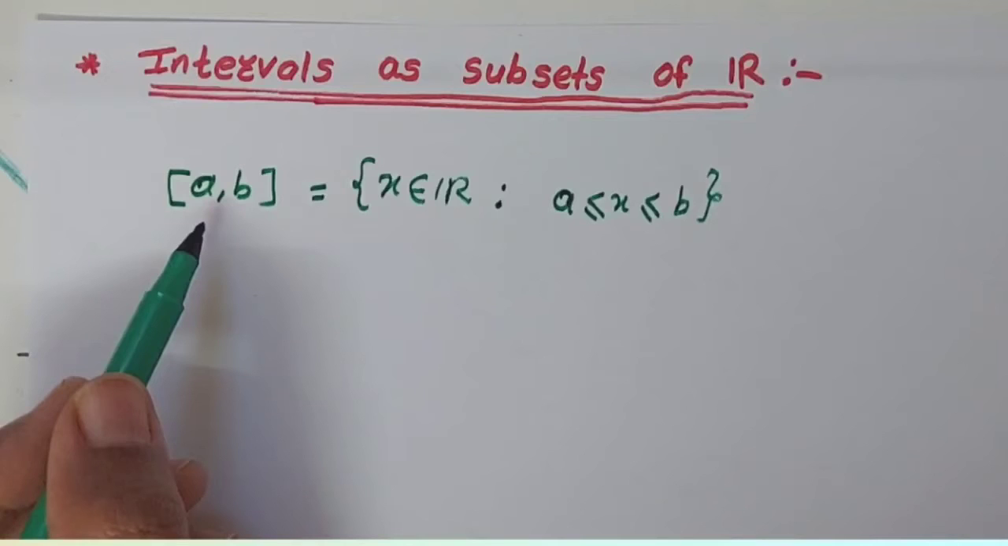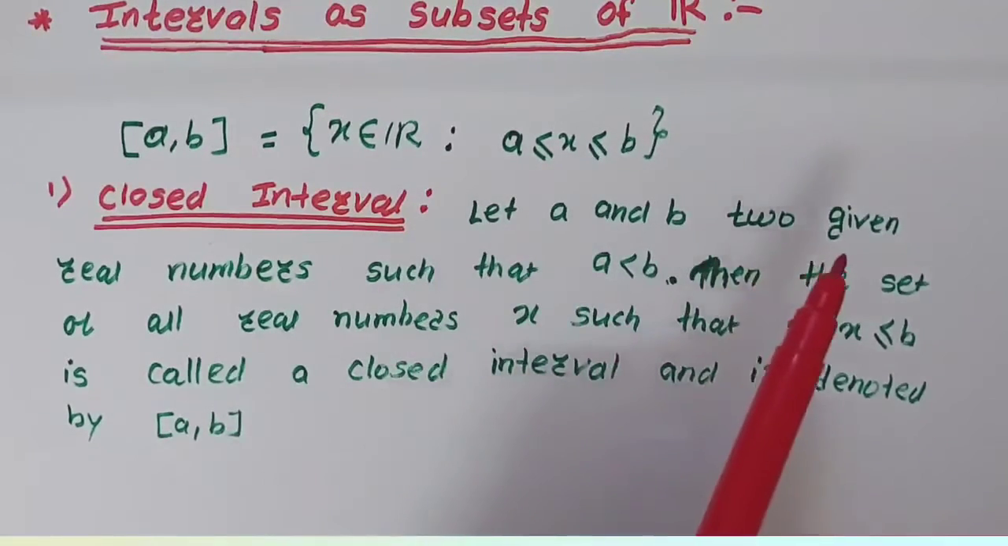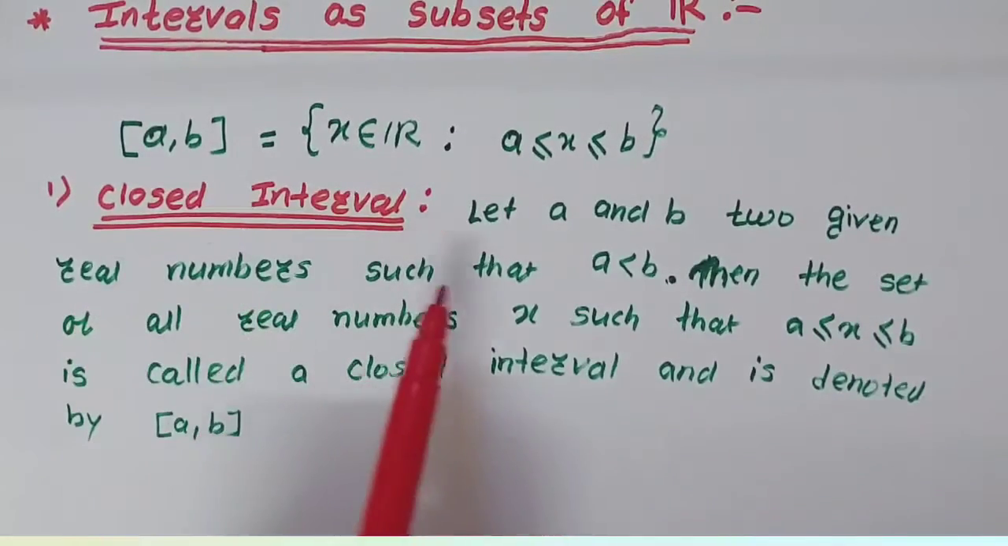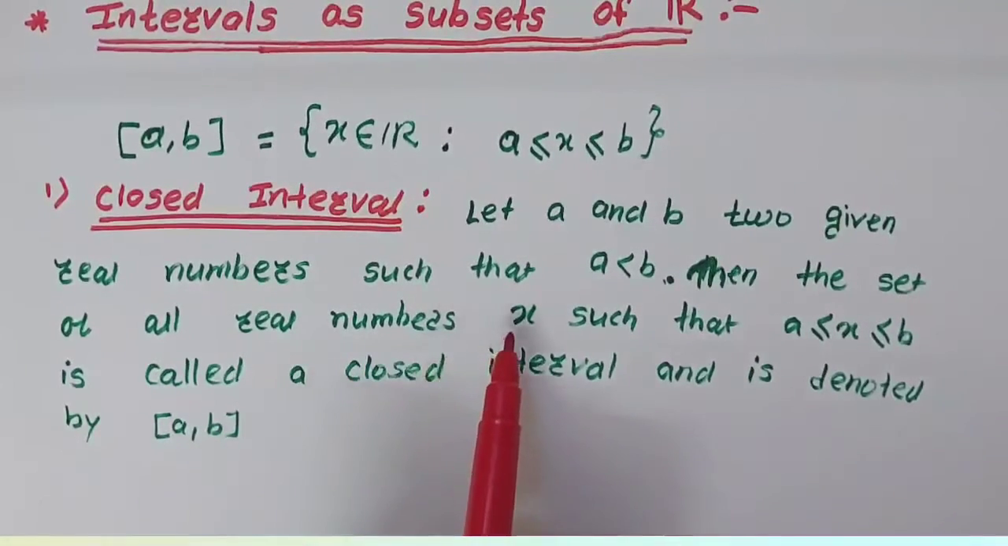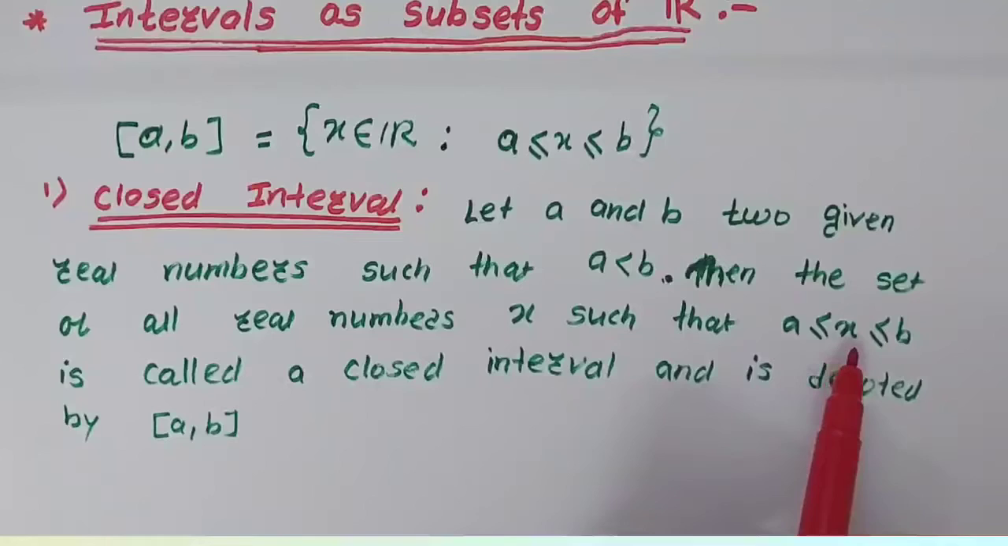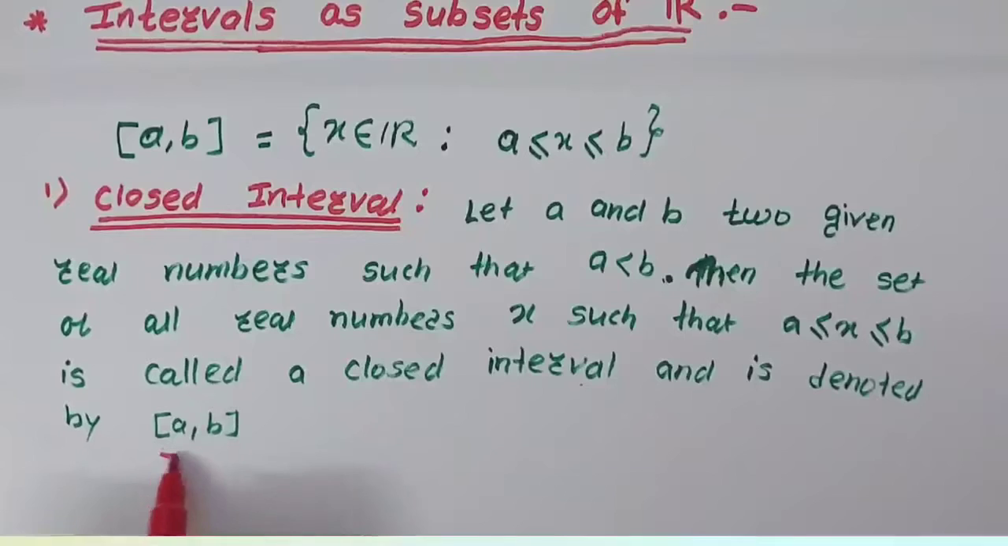Similarly, next we will discuss the open interval, which is also a subset of the set of real numbers, because the open interval also contains elements from the set of real numbers. First we see the definition of closed interval. Definition of closed interval: let a and b be two given real numbers such that a is less than b, then the set of all real numbers x such that a is less than or equal to x less than or equal to b is called a closed interval, and it is denoted by square bracket a comma b.